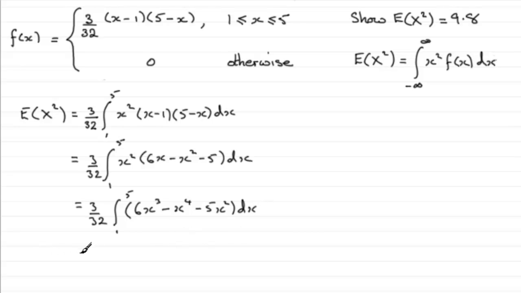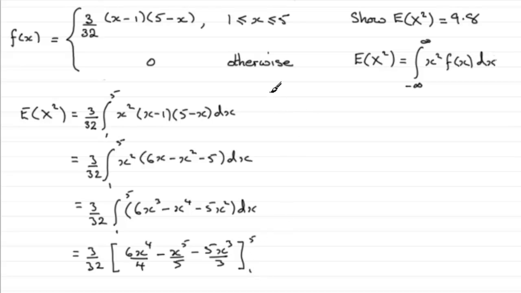Now in the usual way, to integrate something like this, what we have to do is add 1 to the power on each term and divide by that new power. So for the first term here, you've got 6x³, but you're going to have to add 1 to that power, so it's going to be 6x⁴, and then divide by the new power, so that's 4, minus x⁵ over 5, minus 5x³ over 3. Okay, and that's going between 1 and 5.